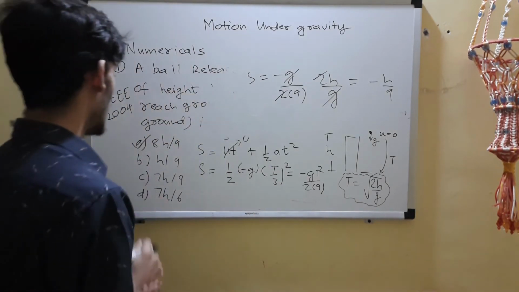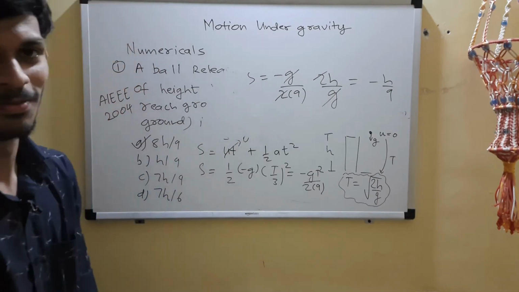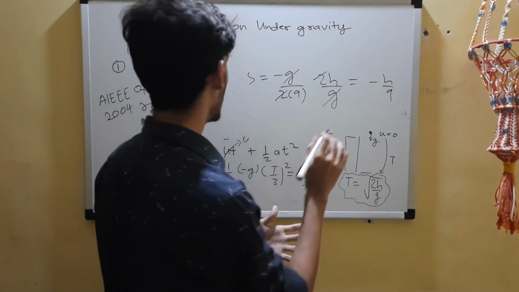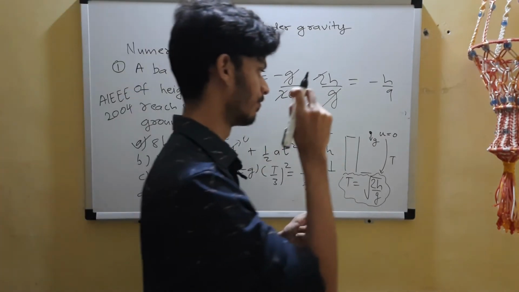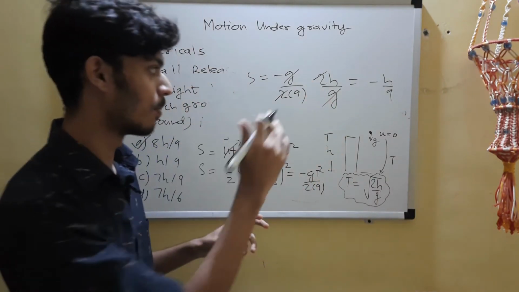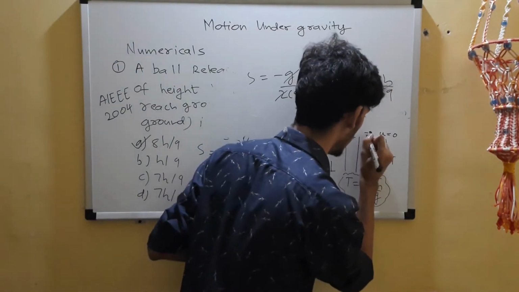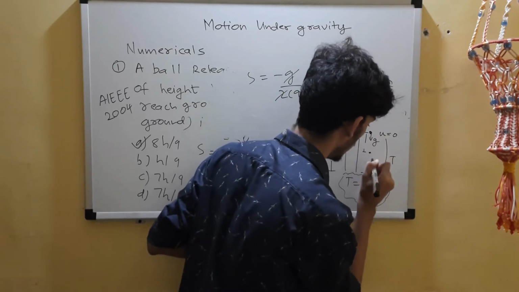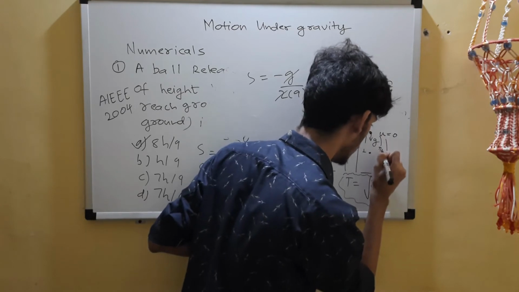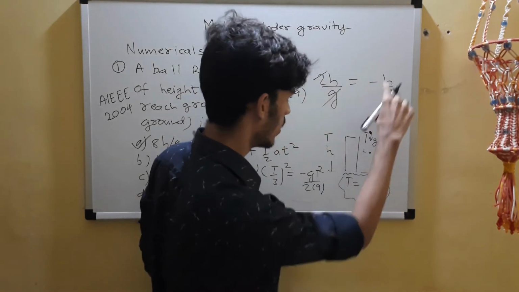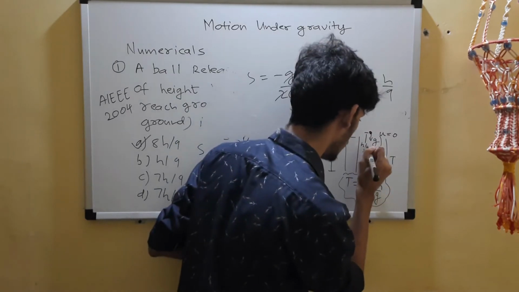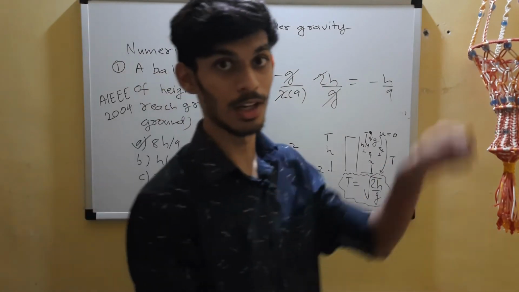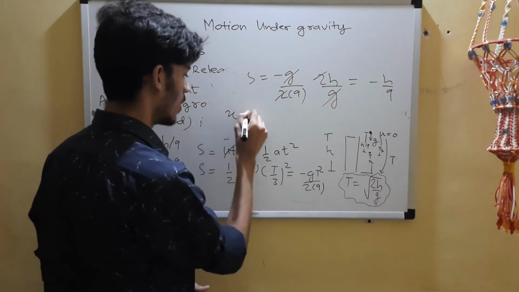Okay, but I said the correct answer is 8h by 9. Why? So is this wrong? Yeah, it is wrong. Why? Because the question had asked us for the position from the ground, right? This is the position from here to here. In t by 3, the ball reached here. So from here to here, it is h by 9. But they had asked in the question about this x, the distance from the ground, so how to find that?